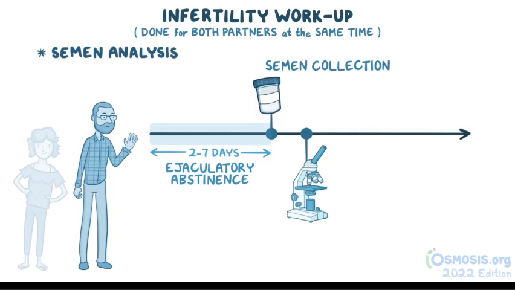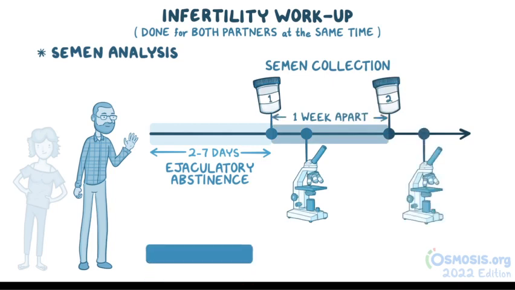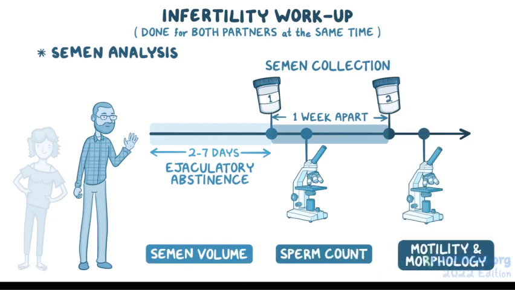Because sperm concentrations tend to vary a lot between semen samples, at least 2 samples should be collected at least 1 week apart. The standard semen analysis can give information about semen volume, as well as sperm count, motility, and morphology.